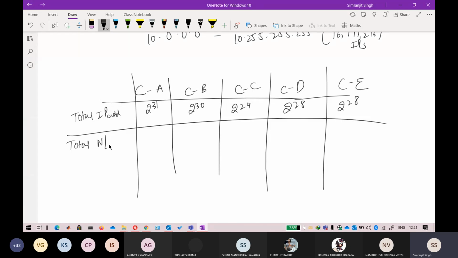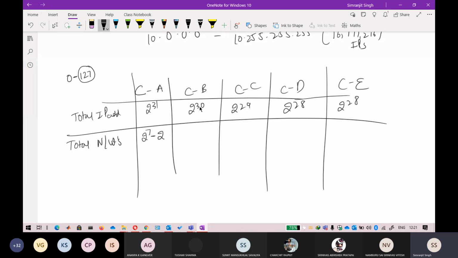So total networks in class A, if you scroll up here, 1 bit was fixed. So if 1 bit was fixed, the network ID part is only 8 bits, so it will be 2 raised to power 7 minus 2 addresses. That is because the 0th address is reserved for something, and 127 is reserved for loopback. So the total networks that are possible is 2 raised to power 7 minus 2.